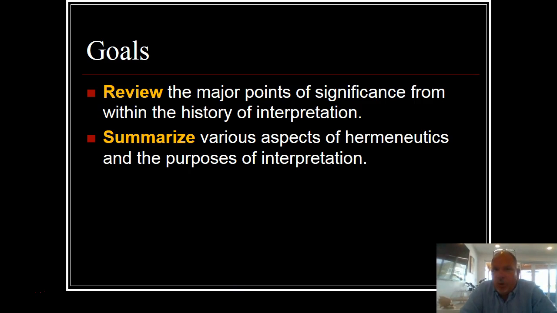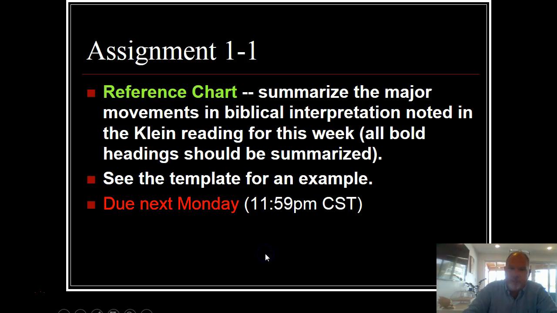This week we had two goals, and I wanted to go over the assignments and what my expectations are to help with future grading. The goals were to review the major points of significance from within the history of interpretation, and we did that through an analysis and chart of the reading, and then to summarize various aspects of hermeneutics and the purpose of interpretation. Now, our first assignment, assignment 1-1, was a reference chart summarizing the major movements in biblical interpretation noted in Klein.